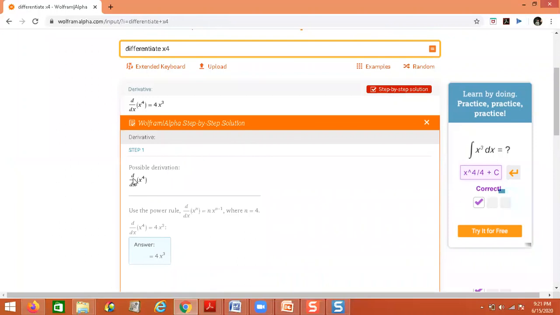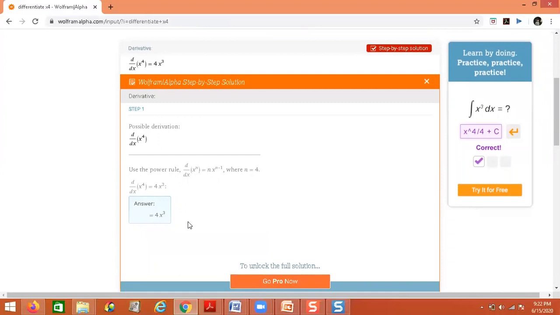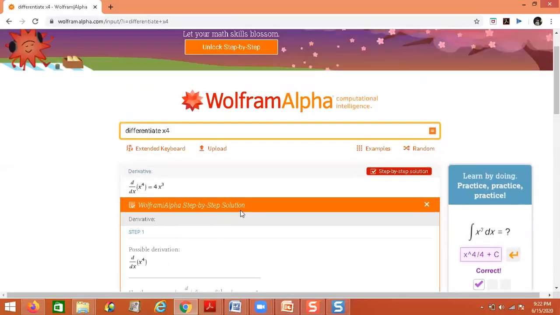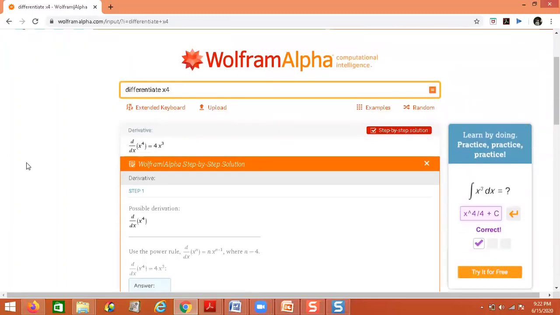So this is step 1, x raised to 4. And what is the formula? This is nothing but our power rule, which formula they have used, where n equal to 4, and it is giving you 4x cube. I just want to introduce this particular video so that everyone can use this in your homework, visualize, and see all other forms.